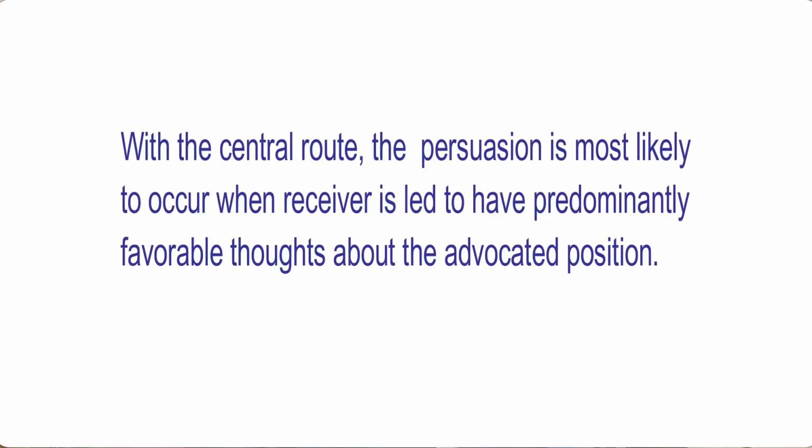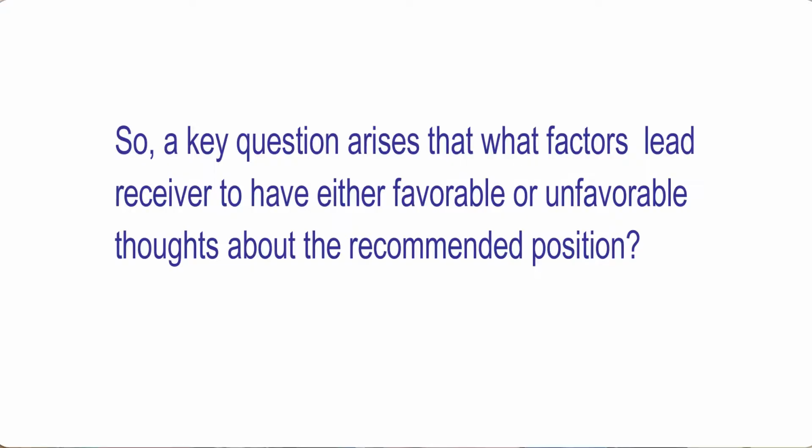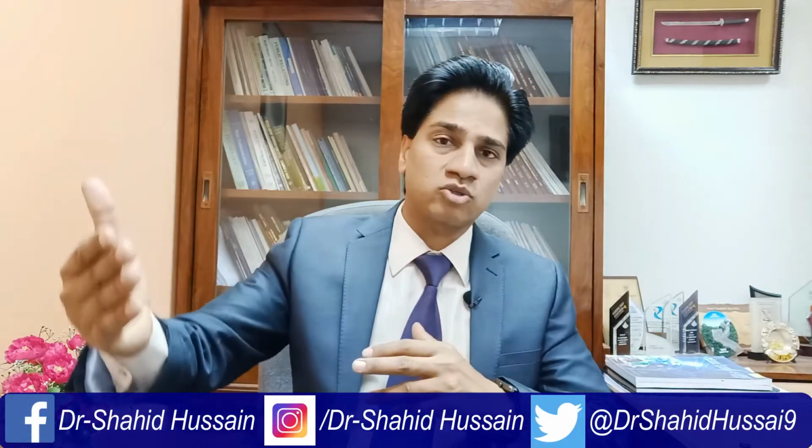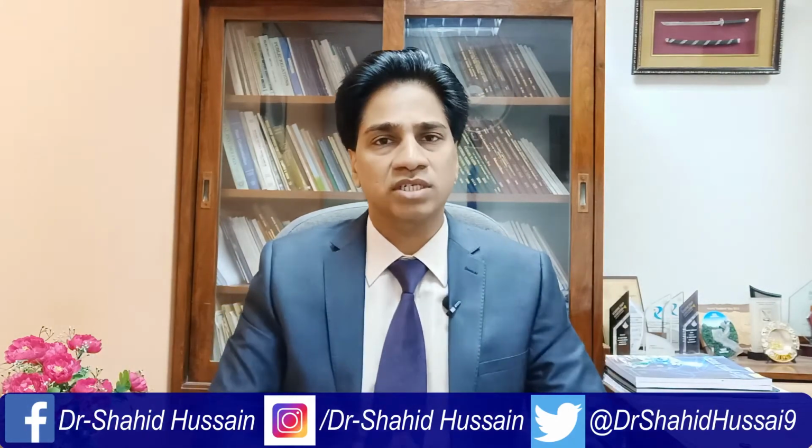With the central route, persuasion is most likely to occur when the receiver is led to have predominantly favorable thoughts about the advocated position. So a key question arises that what factors lead the receiver to have either favorable or unfavorable thoughts about the recommended position. कौन से ऐसे factors हैं कि एक receiver को वो favorable thoughts की तरफ लेके जा रहे हैं या unfavorable thought की तरफ लेके जाते हैं when we talk about the central route to persuasion. Basically two factors seem to be important in this regard.